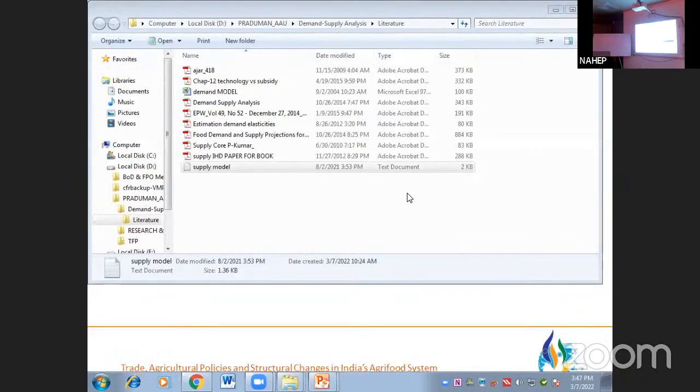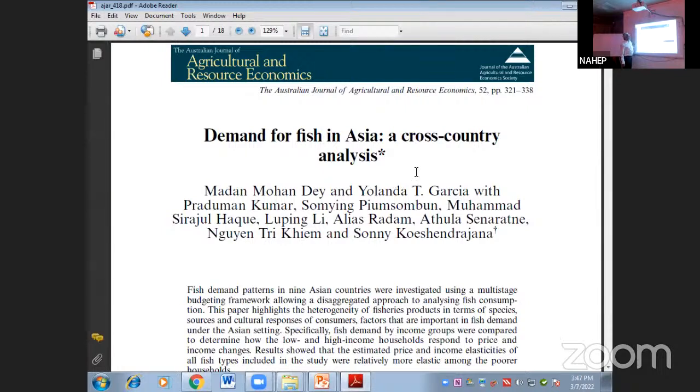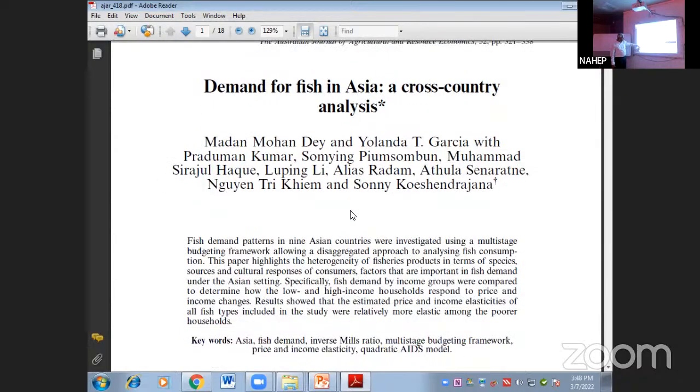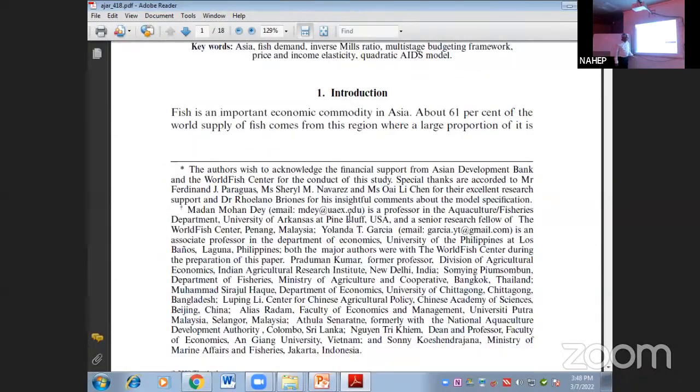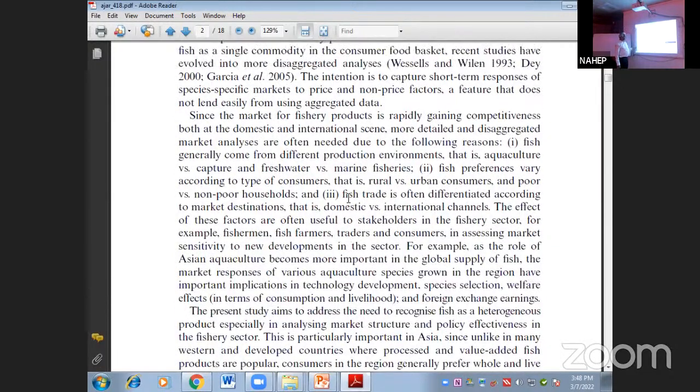So now there are so many other papers. This paper is the demand for fish, right? Demand for fish in Asia, cross-country analysis, 6 country analysis were made. We estimated the demand for different inland fishes. And this is the profit function approach. Okay? And you can read that and see how we apply this model. Okay. So this is one paper.